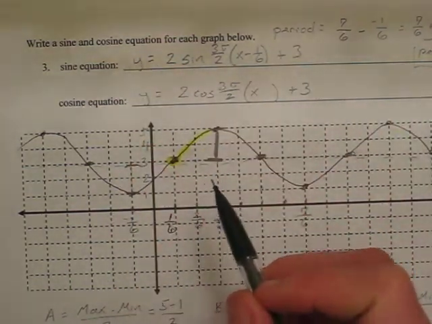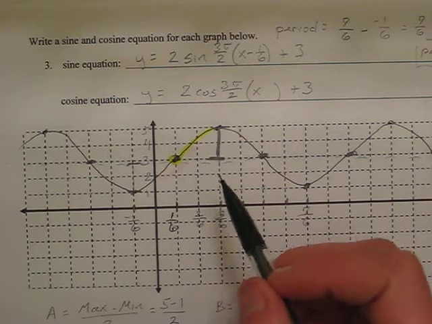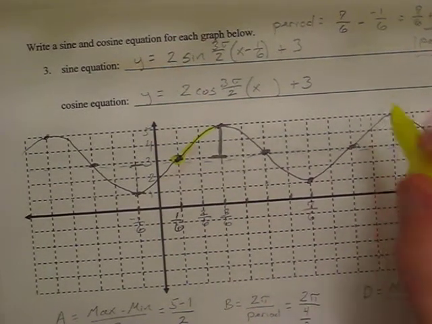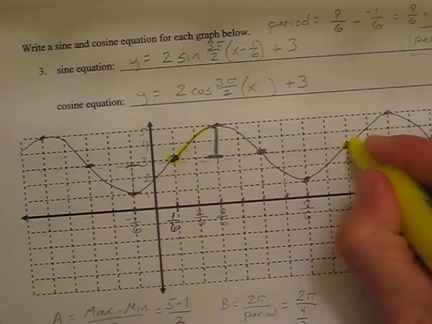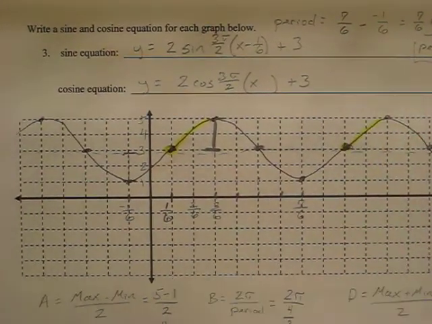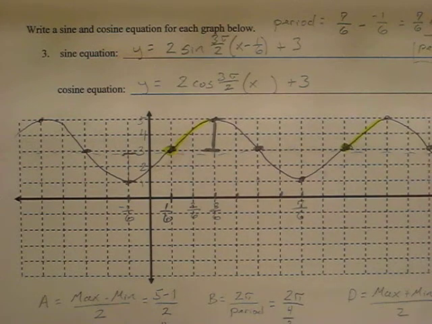You just have to pick one of these that I'm going to show you. If I wanted to pick another positive sine graph, I could pick this point because it starts on the midline and it increases to a maximum. Those are the characteristics that you're looking for.